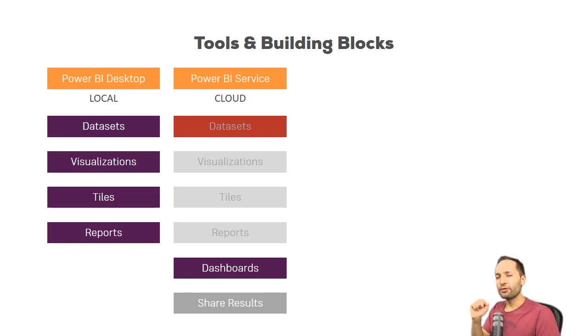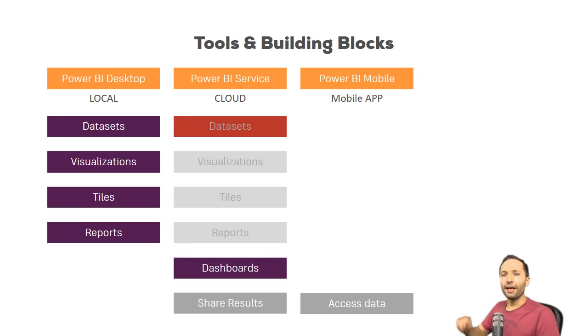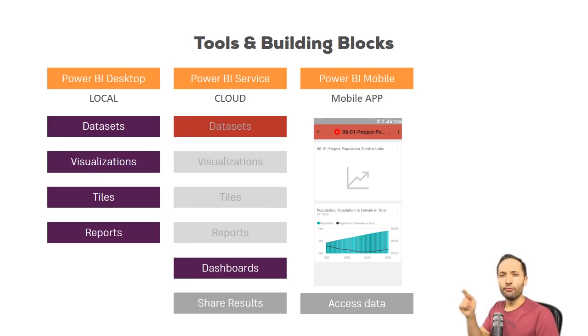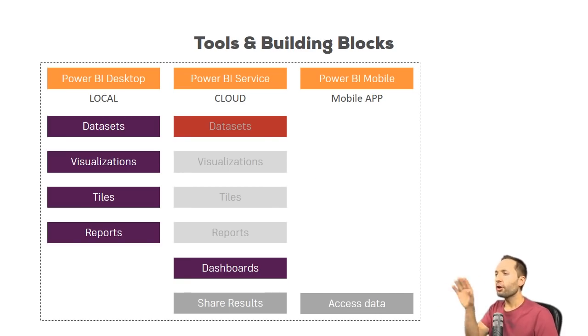Now, if we use the third tool, Power BI Mobile, a mobile app, as the name says, this will allow us to access the data that we loaded to Power BI Service from our mobile devices. And we will also take a look at Power BI Mobile, of course, and see how this app works and what we can do with it. So those are the three core tools of Power BI that we need and that we will talk about in detail throughout that course. But we will show you more.